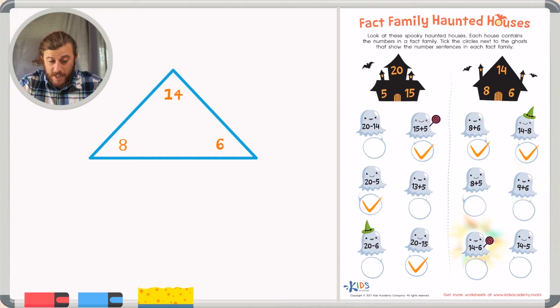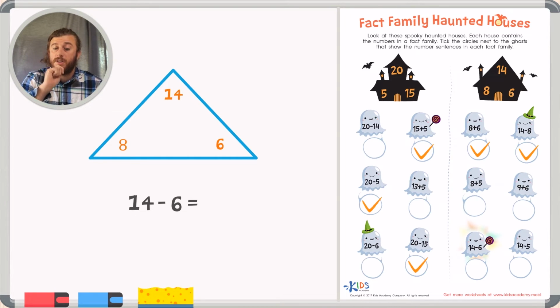Moving along, we have 14 minus 6, two numbers that are in our fact family, but let's subtract just to make sure they equal 8. 6, 7, 8, 9, 10, 11, 12, 13, 14. 14 minus 6 is 8. And again, those are the three numbers represented in our fact family, so this is correct.